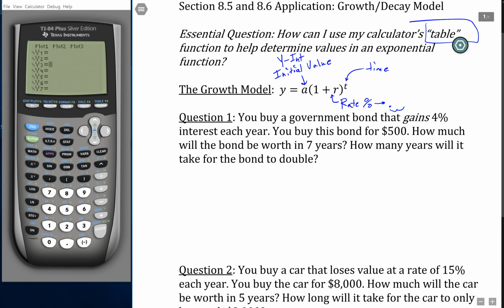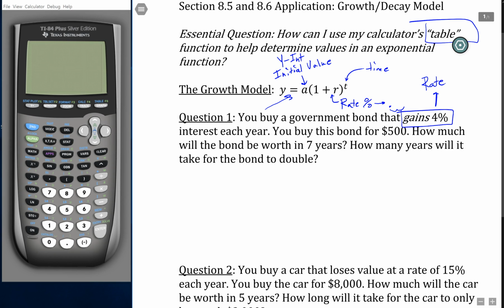You buy this bond for $500. And we want to know how much the bond will be worth in 7 years, and also how many years it will take for the bond to double. So first of all, we need to set up our growth model. So we need to plug some different numbers into the variables. So let's identify. We need to identify what our initial value is. We also need to identify what our rate is. And it's really obvious in this case. It is 4%. This is the rate.